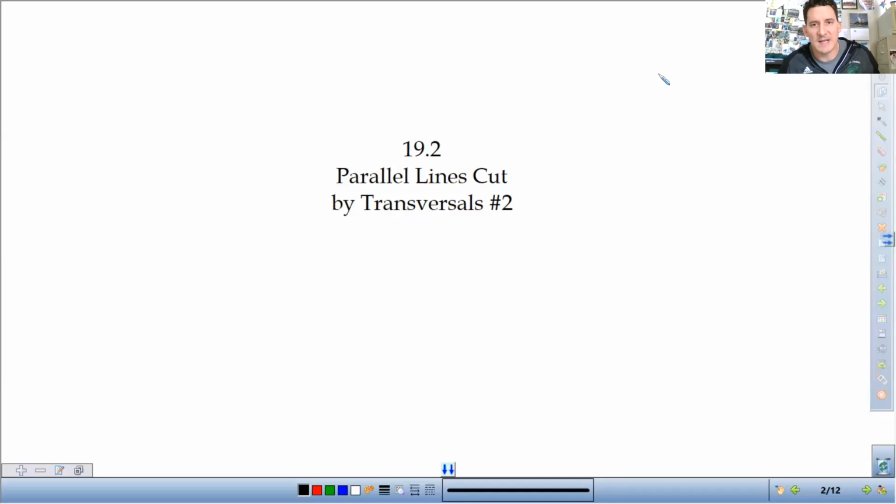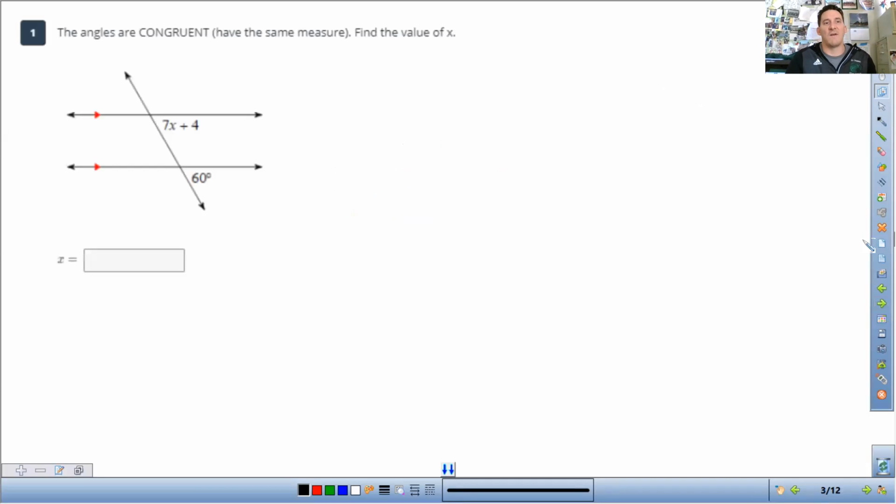All right, IM1 classes. We are continuing working with parallel lines cut by a transversal. What we're practicing today is identifying if angles are complementary or not, if they are congruent, they have the same measure, or if they are supplementary, they add to 180, and then using that information to set up an equation to solve for x. So let's look at our first example here.